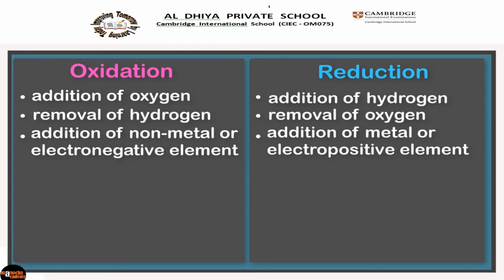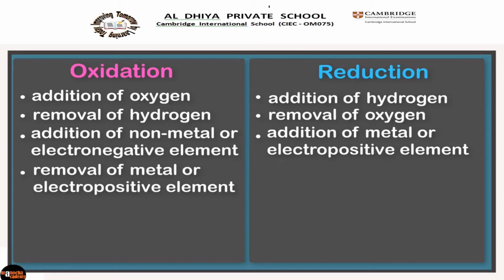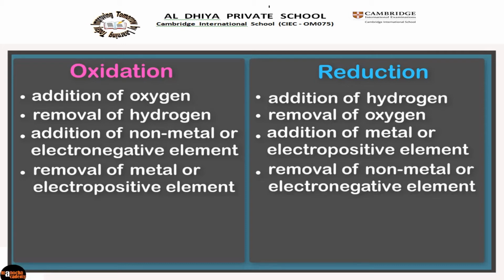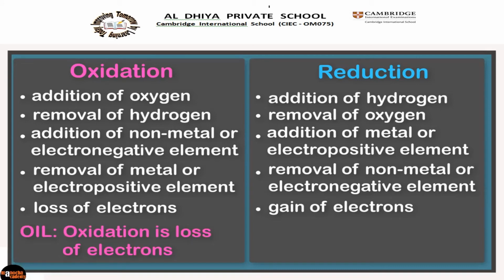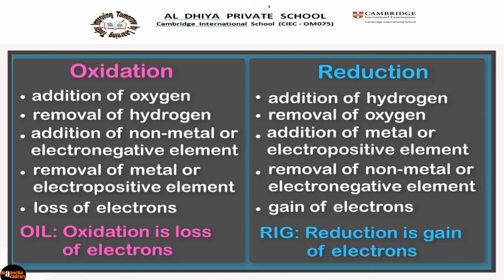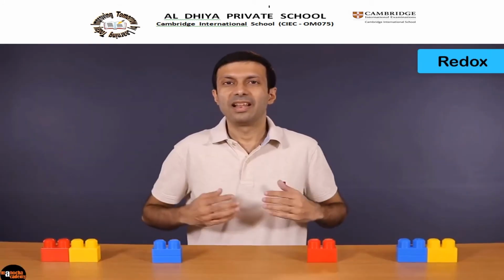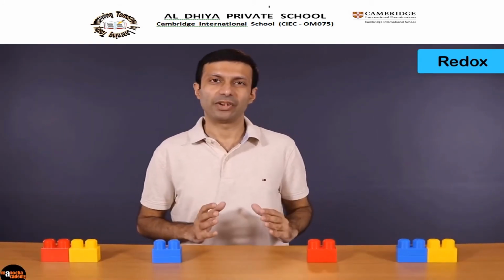Now we can define oxidation as removal of a metal or electropositive element, and similarly, reduction is removal of a non-metal or electronegative element. Oxidation can also be defined as loss of electrons, and reduction is gain of electrons. You can remember the last difference with the help of this simple mnemonic, OIL RIG. OIL stands for oxidation is loss of electrons, and RIG stands for reduction is gain of electrons. Let's look at some examples of redox reactions.